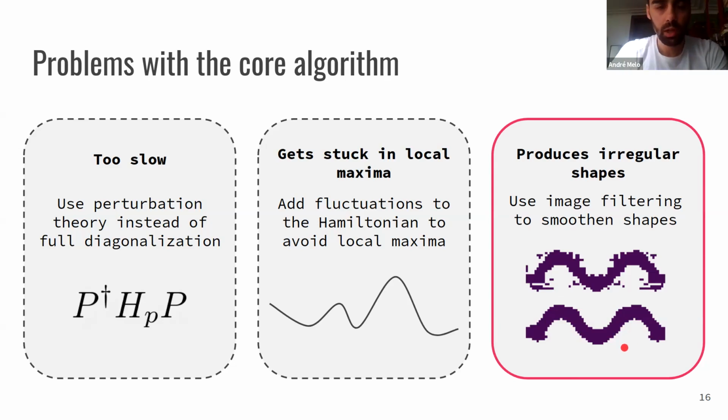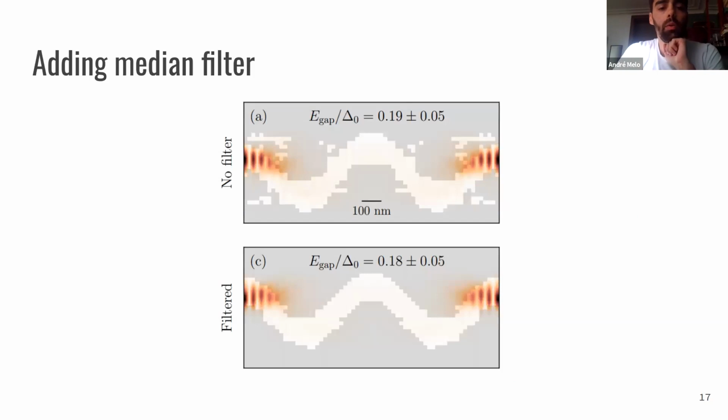So what we do is just every few steps, we apply this filter, and that constrains the algorithm to explore geometries that are smooth. Here are results for running the algorithm with and without the filtering. And you see that from top to bottom, when you compare the two pictures, the bottom shape is smoother and doesn't have these islands of normal region, and the resulting gap is quite close.